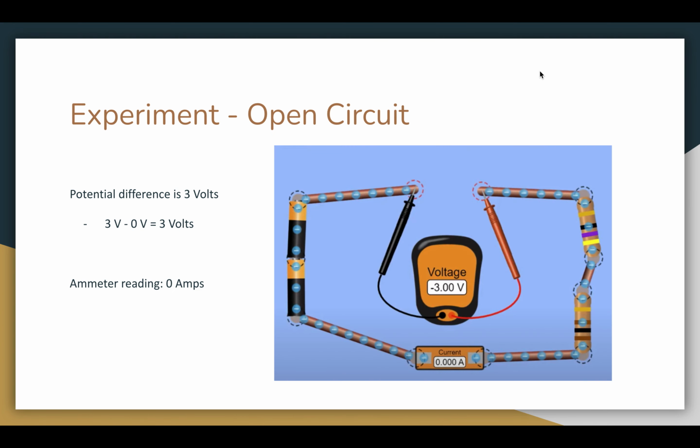Next, we had to create an open circuit. The potential difference is negative 3 volts, because the first reading will be negative 3 volts. Then the second reading will be 0 volts, because no current flows through it. The ammeter reads 0 amps because no current is flowing through the wire.